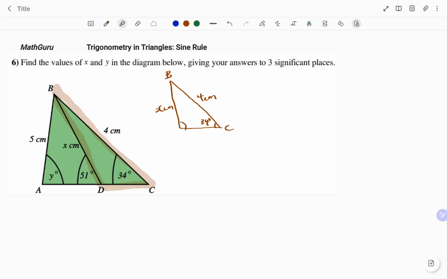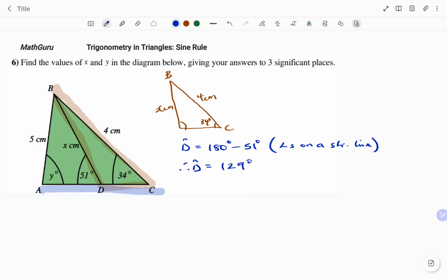Note that we have a straight line, ADC, so to find the other angle at D, it's going to be angle D prime equals 180 degrees minus 51 degrees. And the reason being, the sum of angles on a straight line add up to 180 degrees. So therefore, the other angle at D will be 180 minus 51 degrees, which is 129 degrees. So I'm going to fit that in to the diagram.